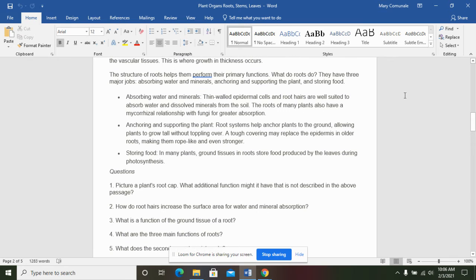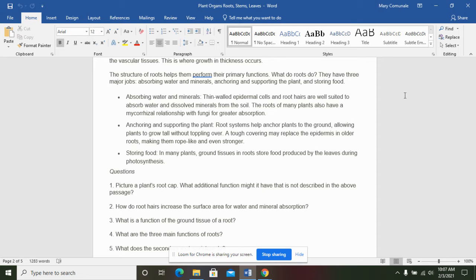So picture a plant's root cap. It kind of looks like a little hat that the root wears. What additional function might it have that is not described above? Well, think about what you would do if you're wearing a hat. Most of the time you wear hats if you're going outside and it's going to be sunny, or maybe if you work in construction, you wear a hard hat. Why do you wear it? You wear it for protection, right? You want to protect your head. So a plant's root cap would also protect its root.